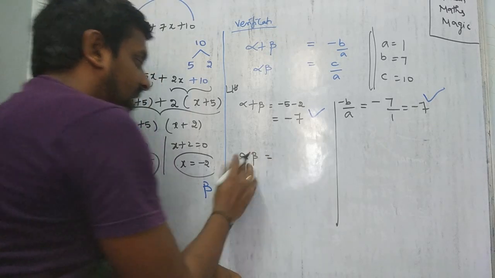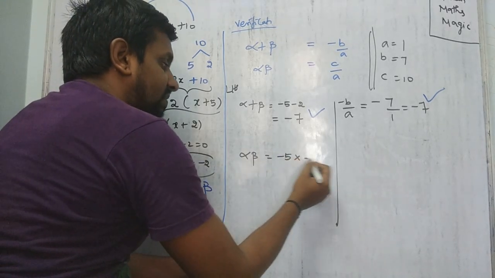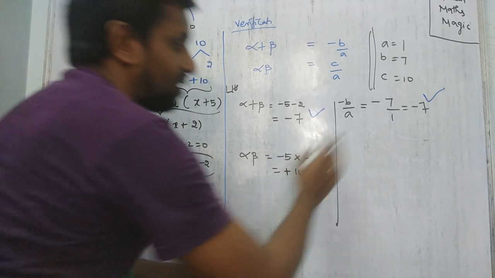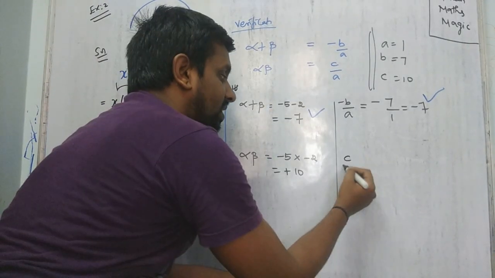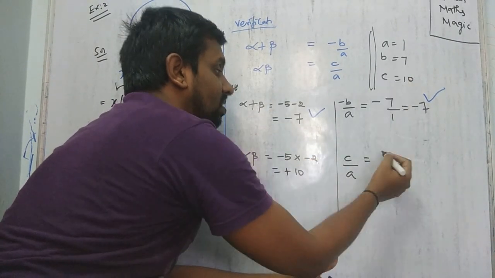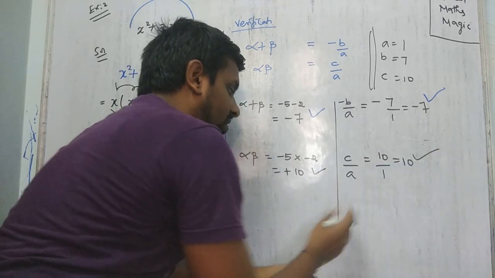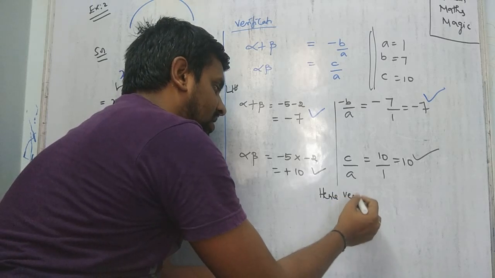Next, the second part, alpha beta. What is alpha beta? Alpha is minus 5, beta is minus 2. Minus 5 into minus 2 gives me positive 10. Does the same positive 10 come here? What is the formula for alpha beta? c by a. The number for c is 10, the number for a is 1. So 10 here, 10 here also. Therefore this is said to be verification. Hence verified.